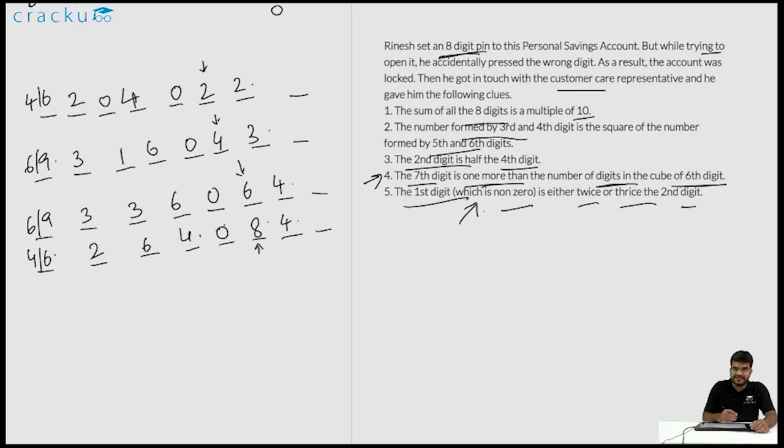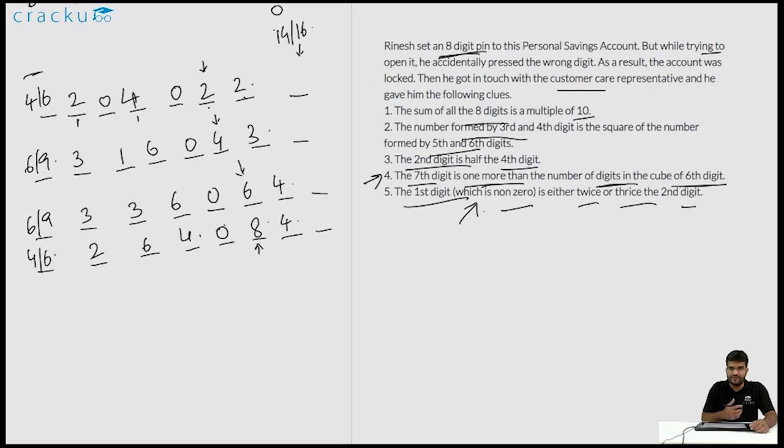Now we know that the sum of all the digits has to be a multiple of 10. So we can easily calculate the possible values of the last digit. For example, in the first case, the sum of 2 plus 4 is 6. 6 plus 4 is 10. So the first digit can be either 4 or 6. So the possible values excluding the 8th digit in this case is, sum wise, 14 or 16.